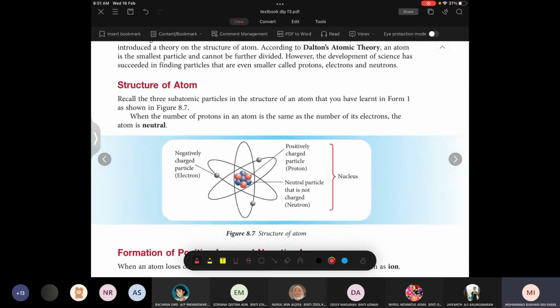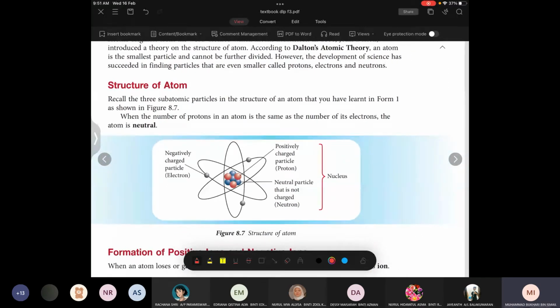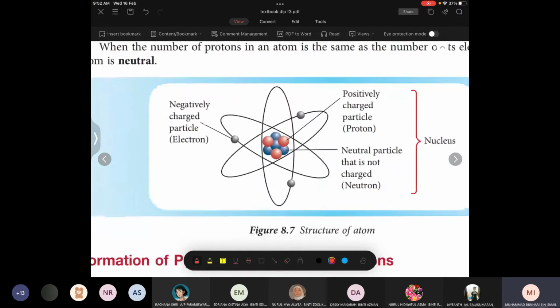Structure of atom. Recall the three subatomic particles in the structure of an atom that you have learned in Form 1, as shown in Figure 8.7. When the number of protons in an atom is the same as the number of electrons, the atom is neutral. I think we have learned this already.